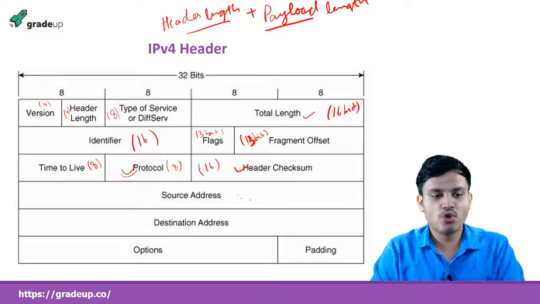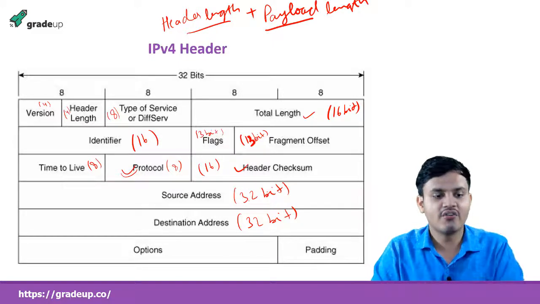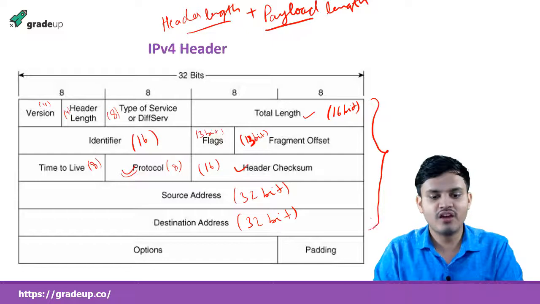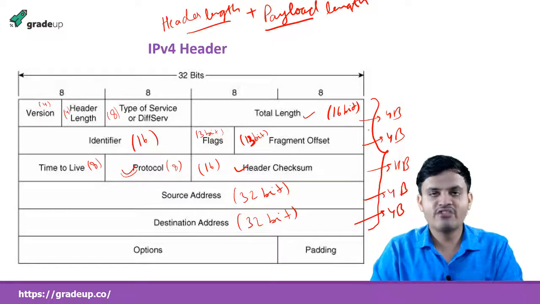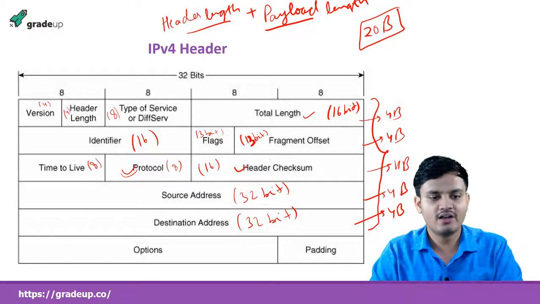And we have the source address. Source address is 32 bit, and destination address is 32 bit in IPv4. In IPv6 they are different. These fields are always present in the IPv4 header. If you calculate, this is 4 bytes, this is 4 bytes, this is 4 bytes, this is 4 bytes, and this is also 4 bytes. So 5 times 4 bytes, that means a 20 byte IP header is always present.